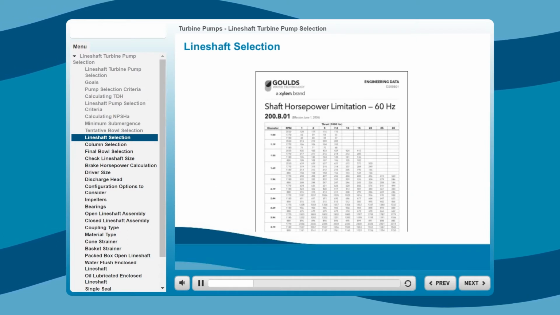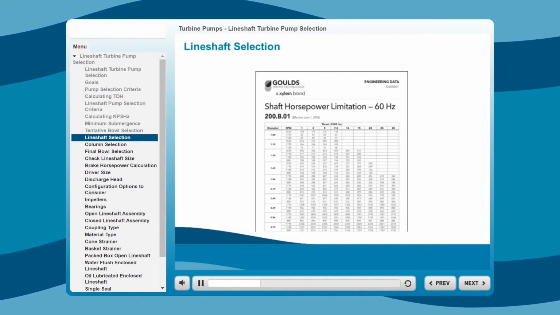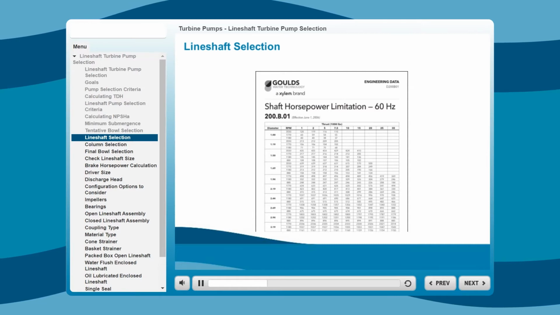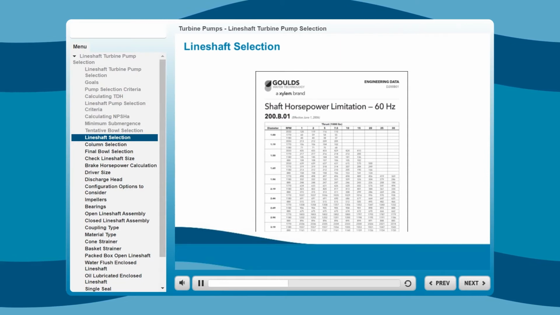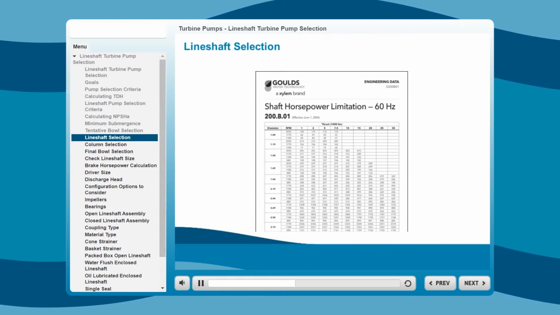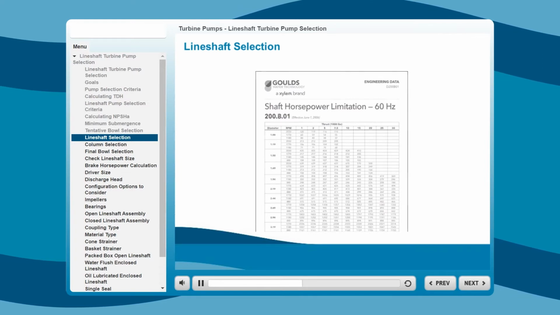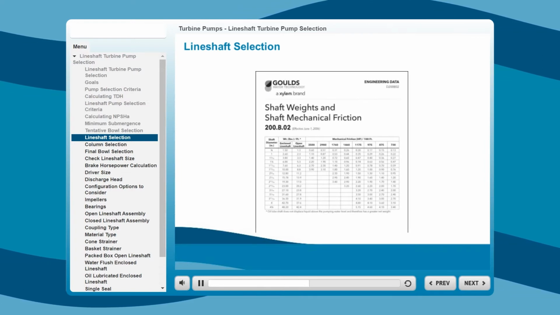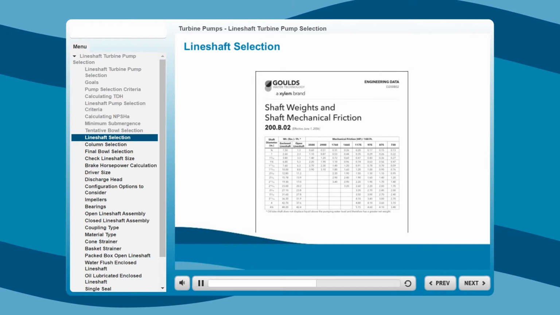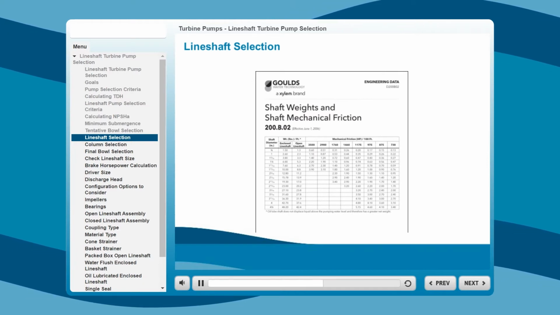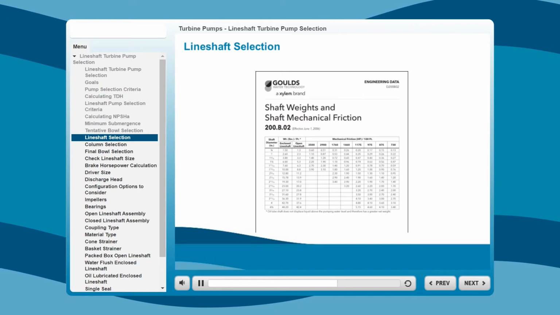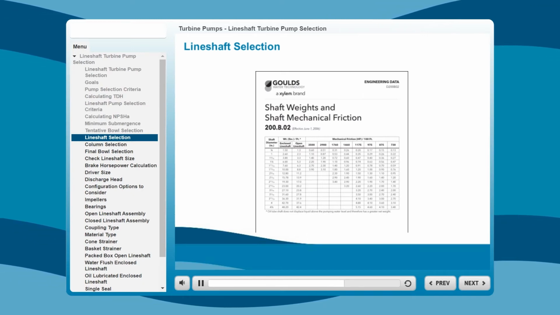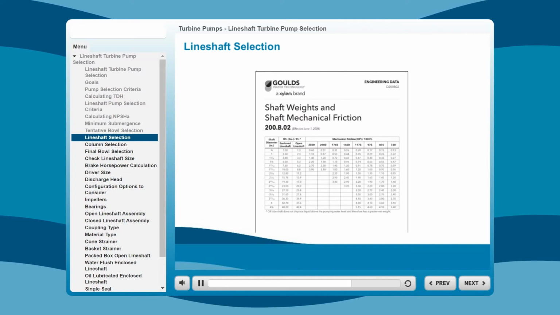The next choice you need to make is the line shaft selection. For this purpose, we are going to reference the Gould's Water Technology Turbine Catalog. Size the line shaft for horsepower under C from the shaft horsepower limitation chart found on page 200.B.01. Next, calculate the total thrust due to line shaft weight using the shaft weights and mechanical friction chart on page 200.B.02. Thrust due to shaft weight equals weight per foot multiplied by the setting in feet.